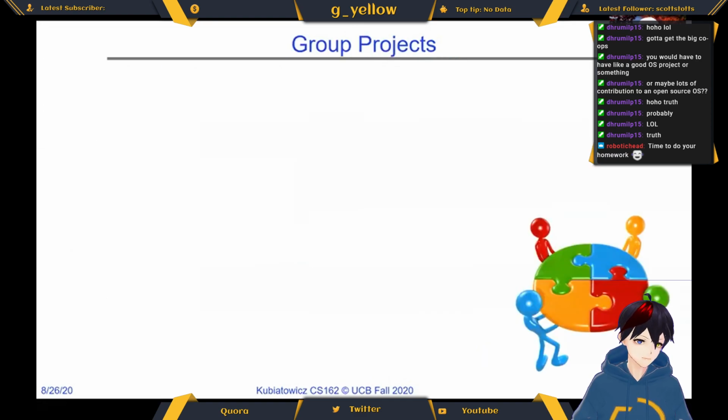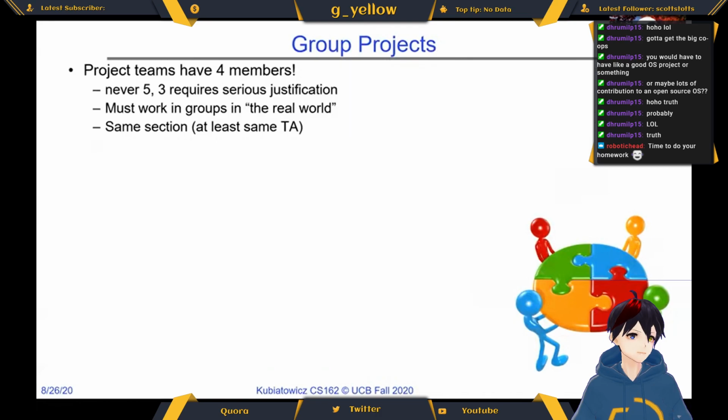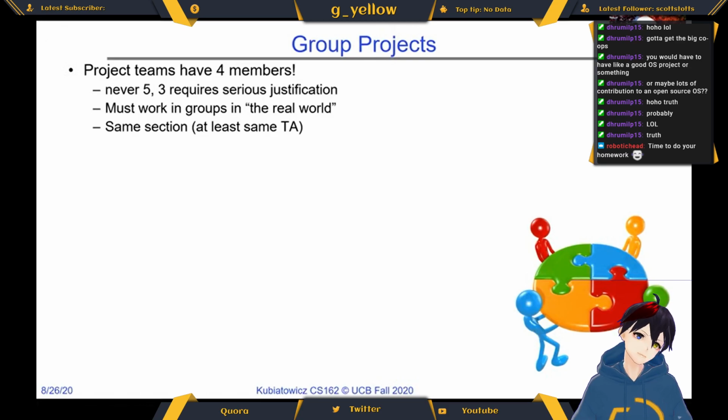Okay. So the big thing to learn from this slide is to get going on homework 0, and project 0 will probably get posted soon, and both of those are things to do on your own without your group. Group projects have 4 members, never 5 or 3, okay? It's 4. 3 requires a very serious justification. You must work in groups in the real world, and so you'll learn how to do it here. And all of your group members have to be in the same section with the same TA.